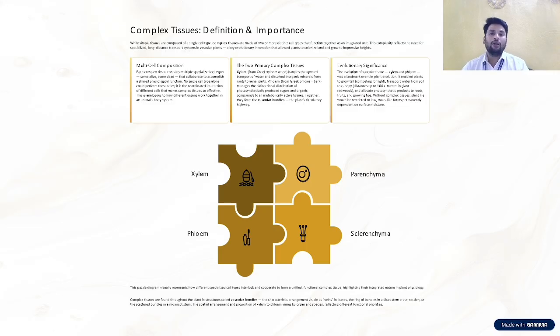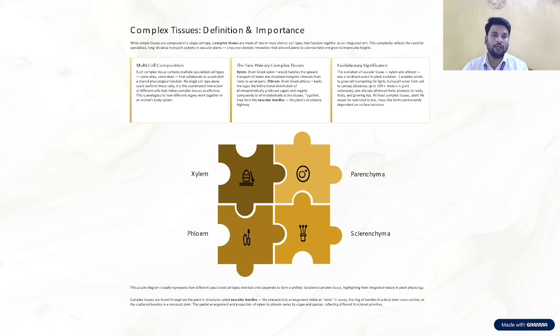Okay, then how the primary complex tissues are formed. Basically, the complex tissues in a plant are xylem and phloem. Xylem, from the Greek word xylon, meaning wood, handles the upward transport of water and dissolved inorganic minerals from roots to the aerial parts of the plant like leaf, fruit, flower, etc.